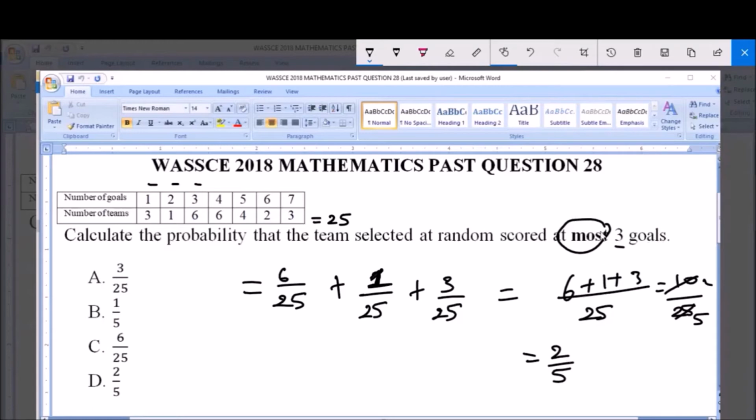Like I said, this at most simply means that the teams do not score more than 3 goals. That is, they scored either 3 goals or below, and that is 3 goals, 2 goals, and 1 goal. So we say the probability is equal to what? Probability that the teams scored 3 goals, which is 6 over 25, plus probability that they scored 2 goals, which is 1 over 25, plus probability that they scored 1 goal, which is 3 over 25, and we got 2 over 5, and that is option D.